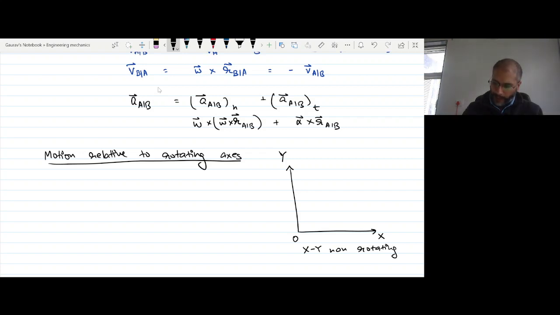And then we have a point B, from which we are trying to understand some motion. So basically there's an axis attached to B. Let's use a blue color.